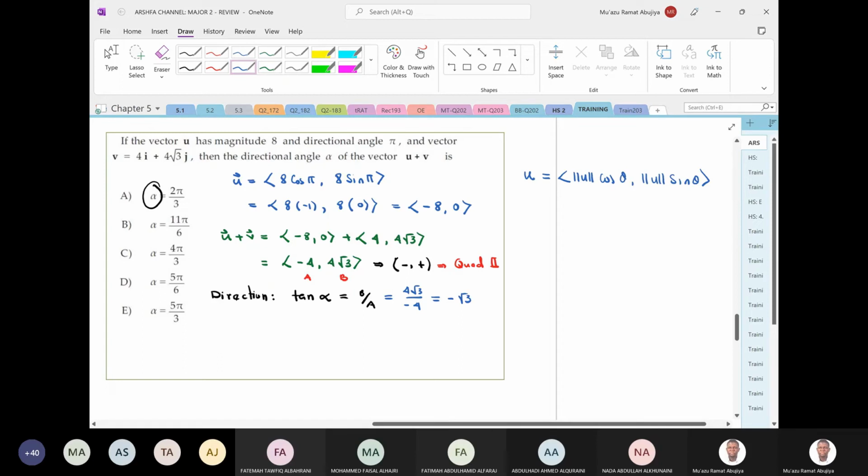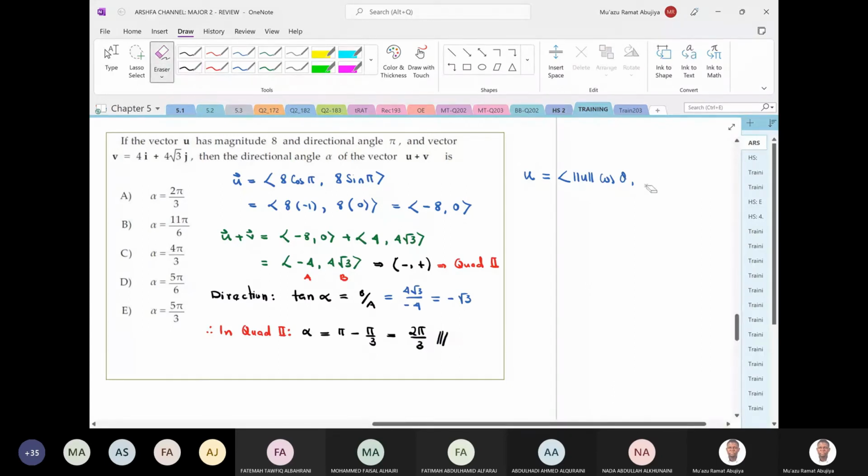Now, which famous angle is giving us tangent equal to root of 3? That is going to be 60 degrees, which is pi over 3. But we are talking of quadrant number 2. So in quadrant number 2, what is going to be our alpha? Alpha is going to be equal to pi minus pi over 3, and this is equal to 2 pi over 3, because we are in quadrant number 2.